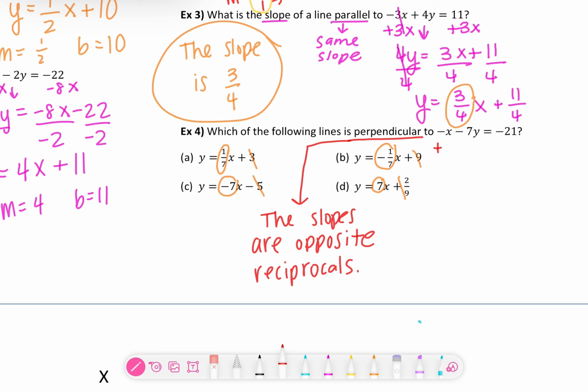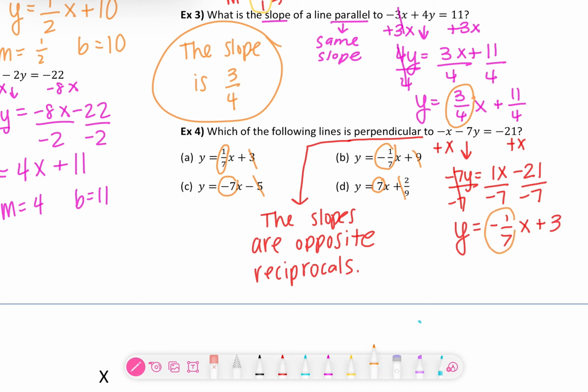Okay, so we're going to add x to both sides first. We're going to have -7y equals +x. I'll put 1x minus 21. Divide everything by -7. And y equals -1/7 x plus 3. Remember, the only thing we care about is the slope because that's the part that we need to use in order to determine what perpendicular would be.